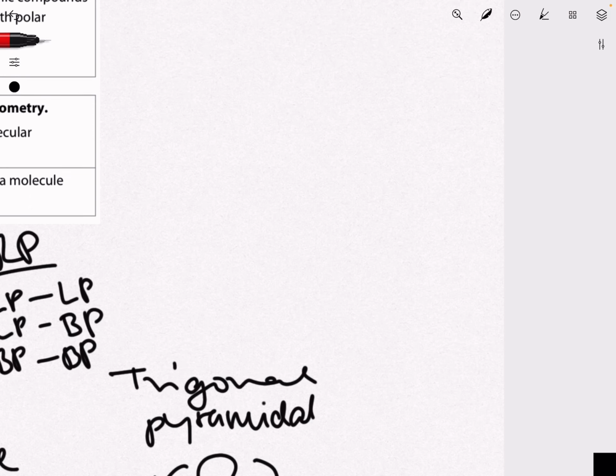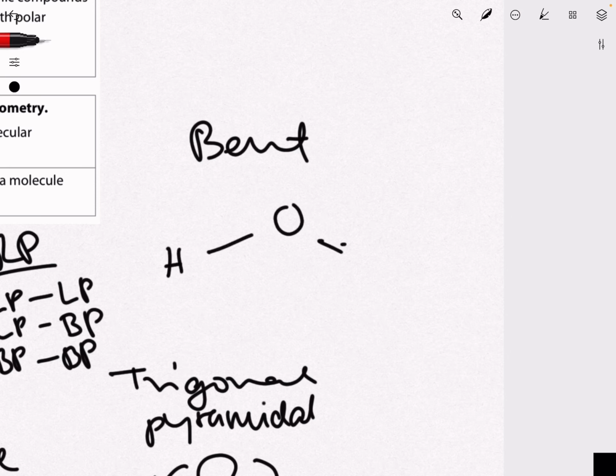Finally, we have our bent geometry, in which we have a very good example of water with 2 lone pairs coming out of our oxygen, pushing down our hydrogens and creating a 104.5 degree angle between them.